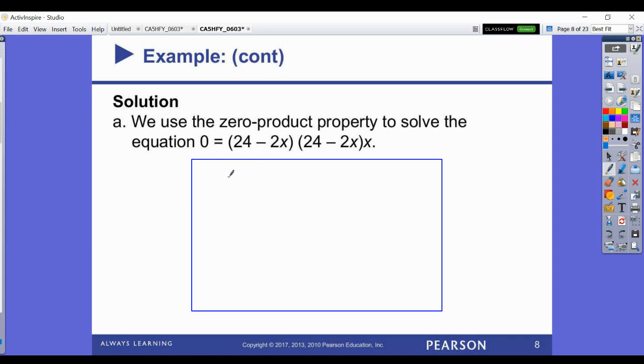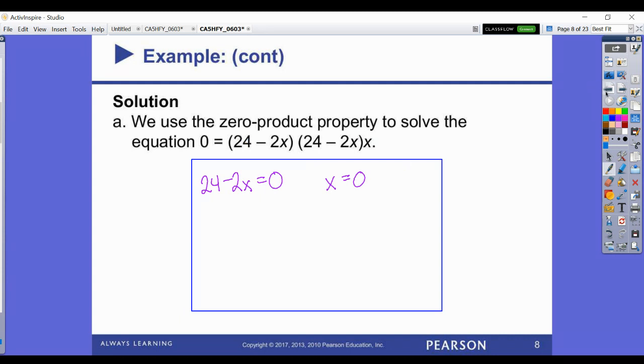So here's the zero product property. If we know the answer is 0 and we have things that are multiplying to be it, then either 24 minus 2x needs to equal 0, or x needs to equal 0. So from this one right here, you can notice if I plug in a 0 here and I multiply it by anything, I'm going to get 0. So one of my answers is 0.